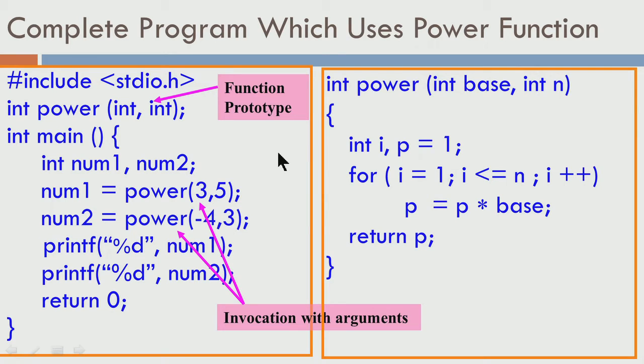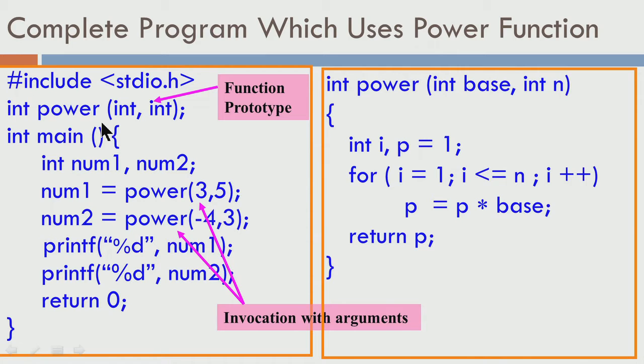I am showing the same piece of code that we had earlier. We have this power function. So, what you see on the right side is called the function definition or function description, and what you see in this line here on the left side is called the function prototype. So, we have function prototype and function definition.